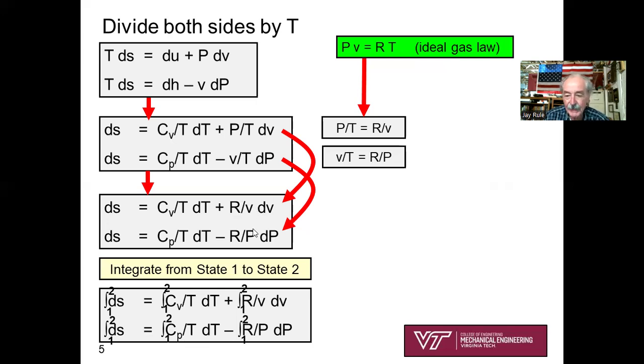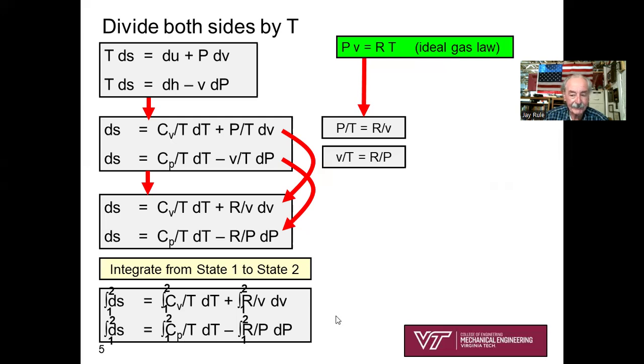But let's look at these two right-hand terms, integral of R over v dv. Do you see that R is a constant? So I've only got to integrate R over v dv in the first equation, minus the integral of R over P dP in the second. And now these integrals become easy. It's going to be a natural log. R natural log v2 minus R natural log v1. Well, that's going to be R natural log v2 over v1. And this term is going to be R natural log P2 over P1.